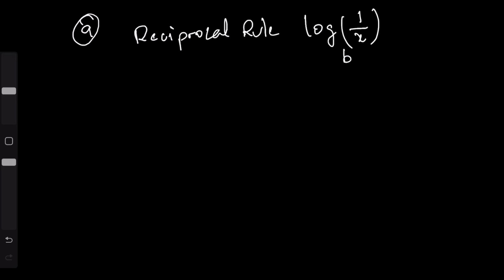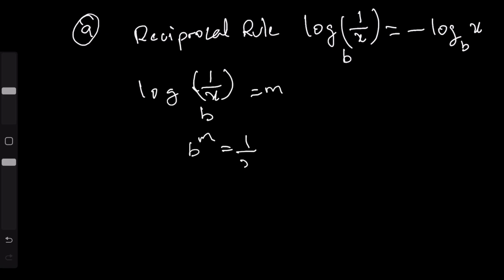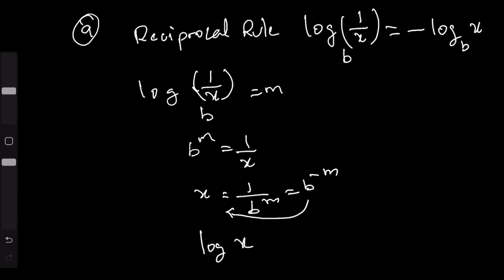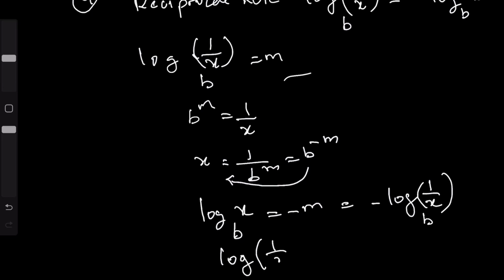And we have one more rule, the reciprocal rule. Log of 1 by x to the base b will be minus log x to the base b. Let's assume log of 1 by x to the base b as m. Then b power m will be 1 by x. X will be 1 by b power m, that equals b power minus m. So according to the logarithm form, it will be log x to the base b equals minus m. Minus m will be minus log of 1 by x to the base b. We can reverse it. It will be log of 1 by x to the base b equals minus log x to the base b.